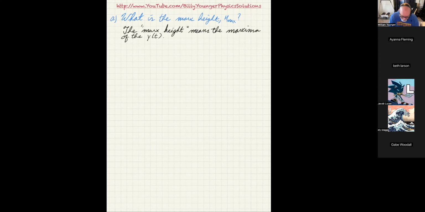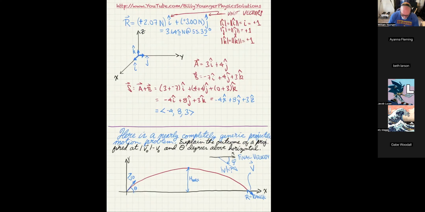So, as I was saying, we are in the process of solving this general, generic projectile motion problem, which can be stated basically with this drawing and the black sentence above it, which says, explain the outcome of a projectile fired at V0, the initial velocity, which has a magnitude of V0 and an angle theta degrees above horizontal. And specifically, I'm asking for the max height, the range, and the final velocity.